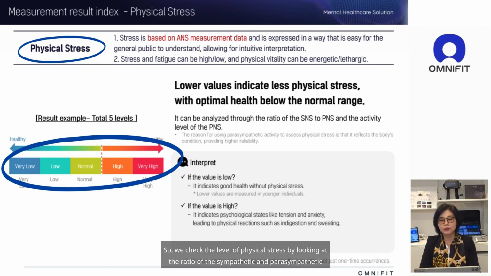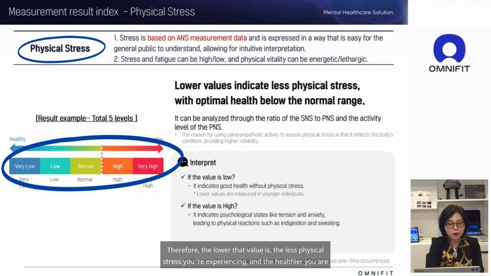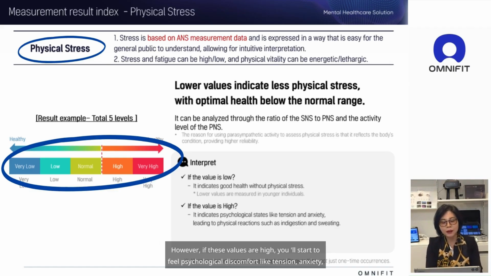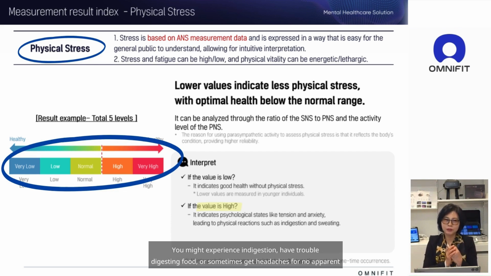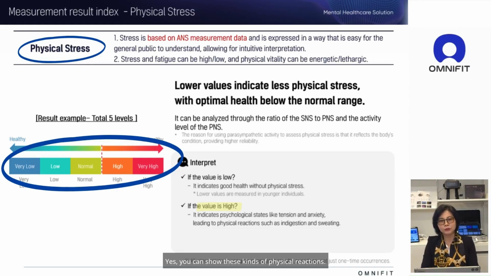So we check the level of physical stress by looking at the ratio of the sympathetic and parasympathetic nerves, as well as the activity of the parasympathetic nervous system. Therefore, the lower that value is, the less physical stress you're experiencing and the healthier you are. However, if these values are high, you'll start to feel psychological discomfort like tension, anxiety, stress, or restlessness. You might experience indigestion, have trouble digesting food, or sometimes get headaches for no apparent reason. Yes, you can show these kinds of physical reactions.